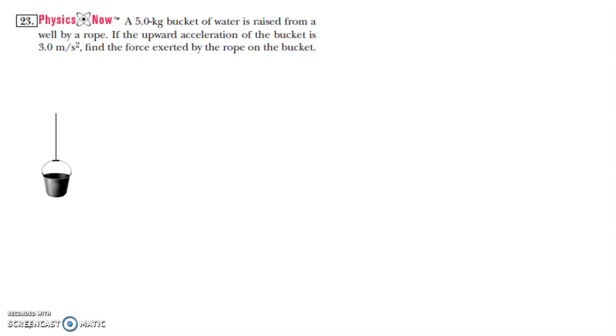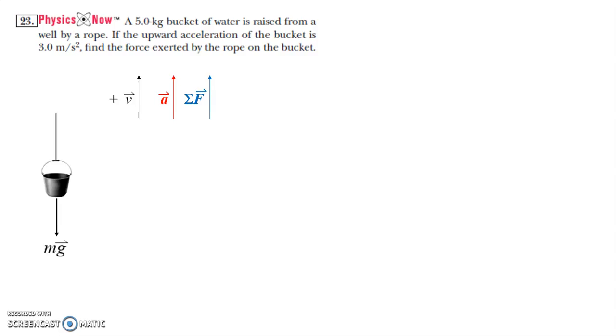So the bucket is being raised, so it's moving up, and it's got an upwards acceleration, it says so. The acceleration points up, the net force points up, it's moving up, so I'm calling up the positive direction, all the usual stuff. We draw the free body diagram. We start with weight pointing straight down, of course. Then we draw the tension, because it's in a rope, there's going to be a tension force, and we know the tension points upwards, because strings and ropes only pull.